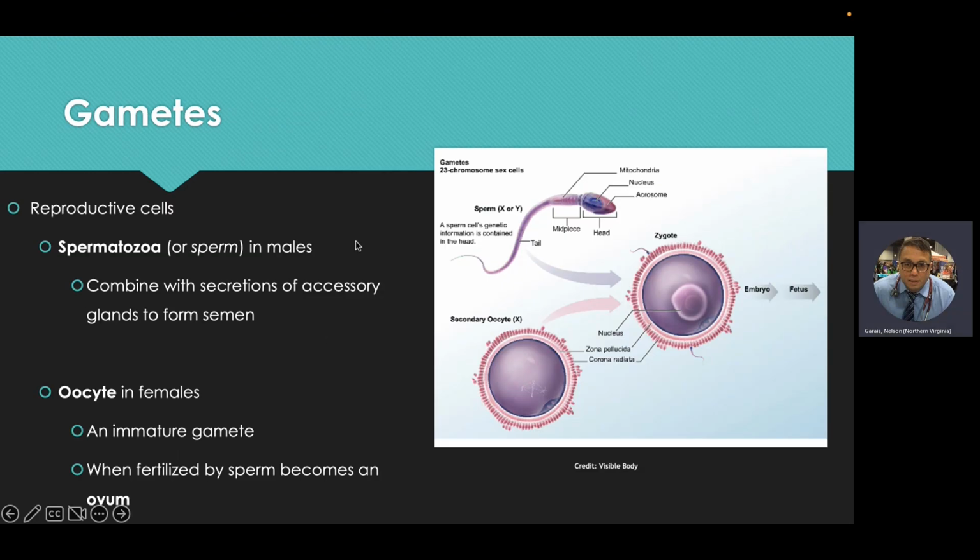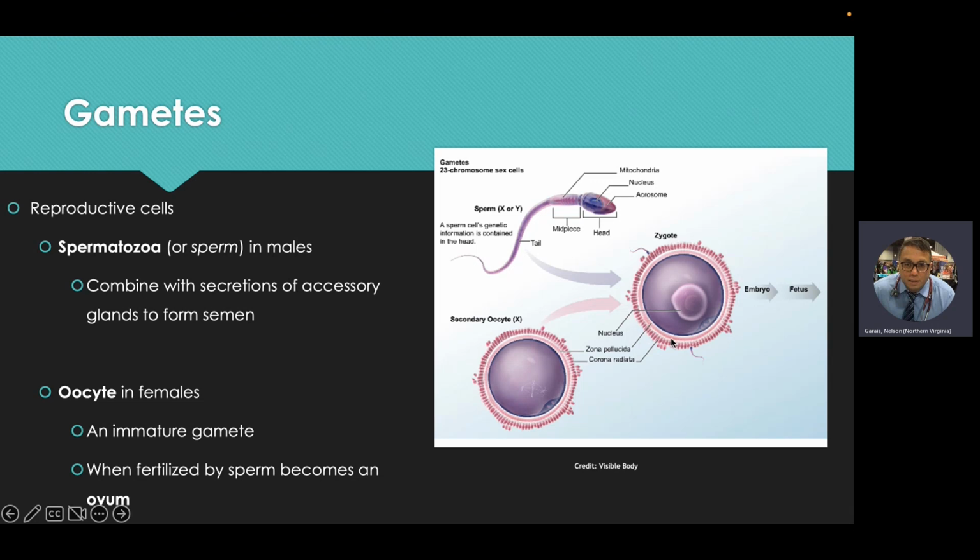Sperm, we already talked about that. And here's a little bit of the anatomy of the sperm. You have your acrosomic cap, or the head of the sperm, and that has enzymes to burrow through the layers of the egg or the ovum. Then the midpiece or body, and then there's a tail.